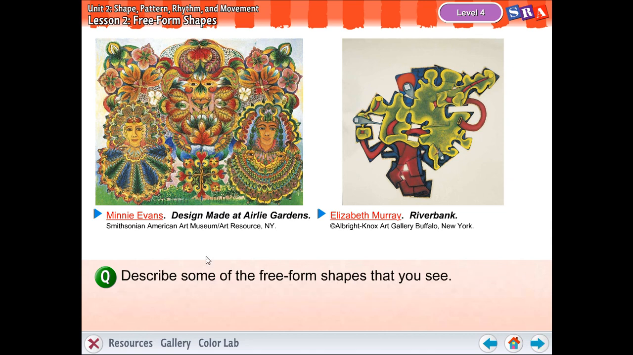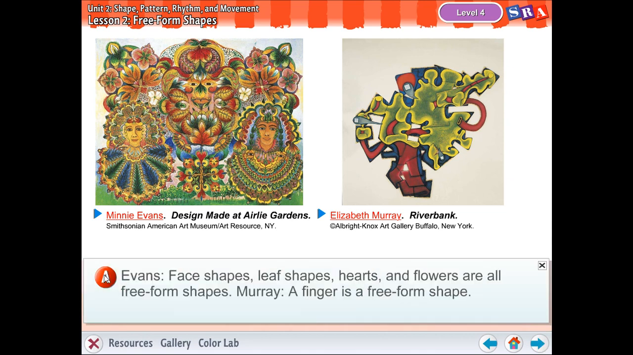Strange. Describe some of the freeform shapes. I already gave that away, sorry. Face shapes, leaf shapes, hearts, flowers, freeforms. Then when we go into Nearpod, you'll be able to circle the answers because I just gave them to you. And a finger is a freeform shape.